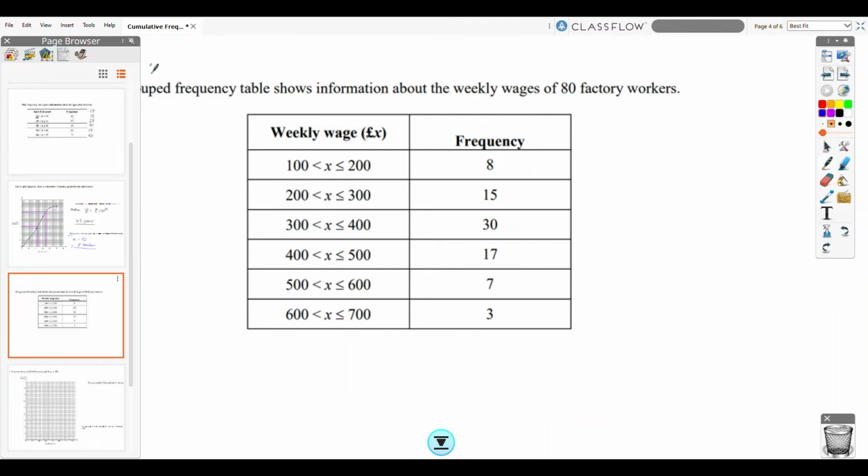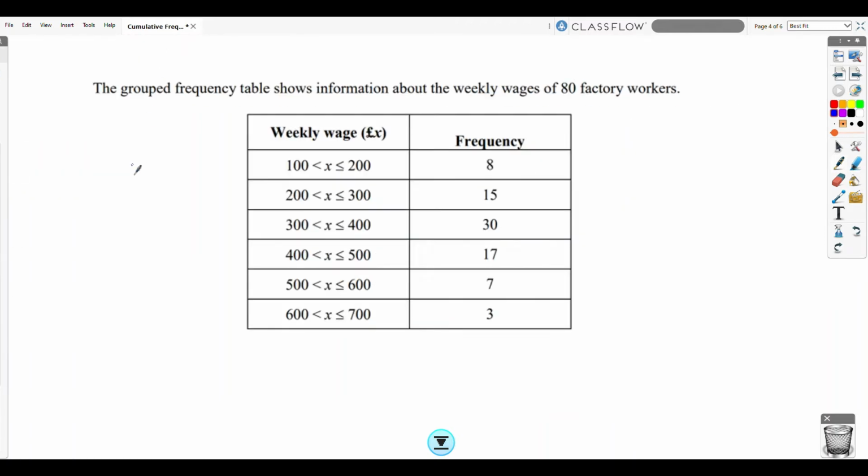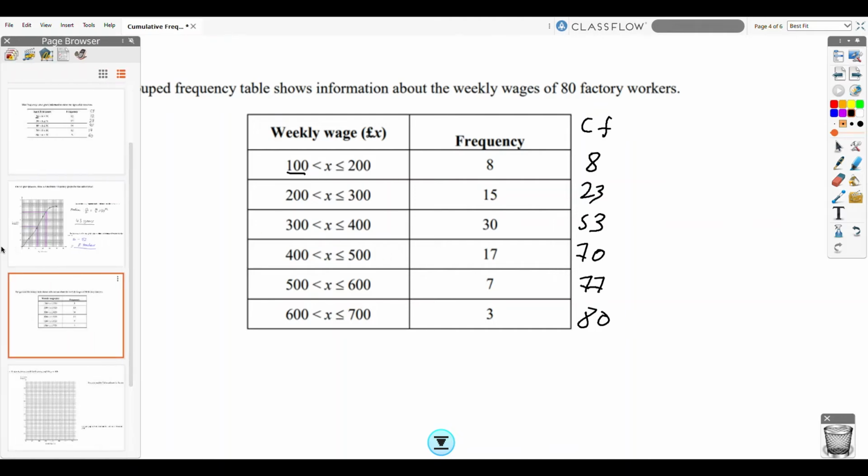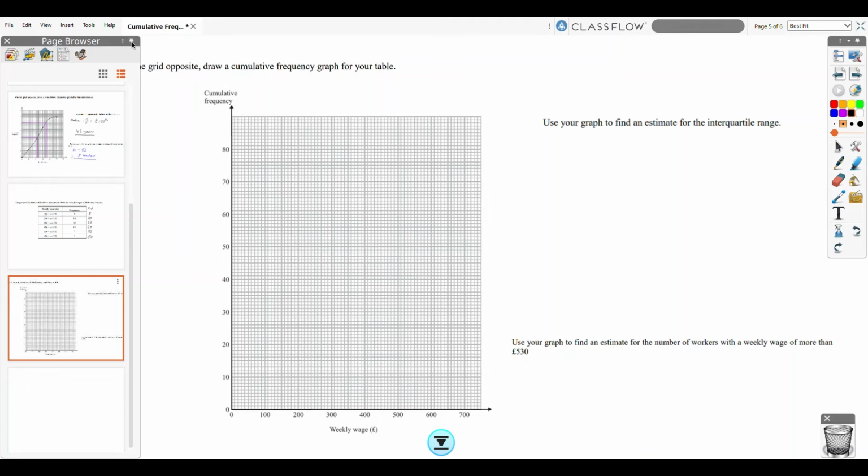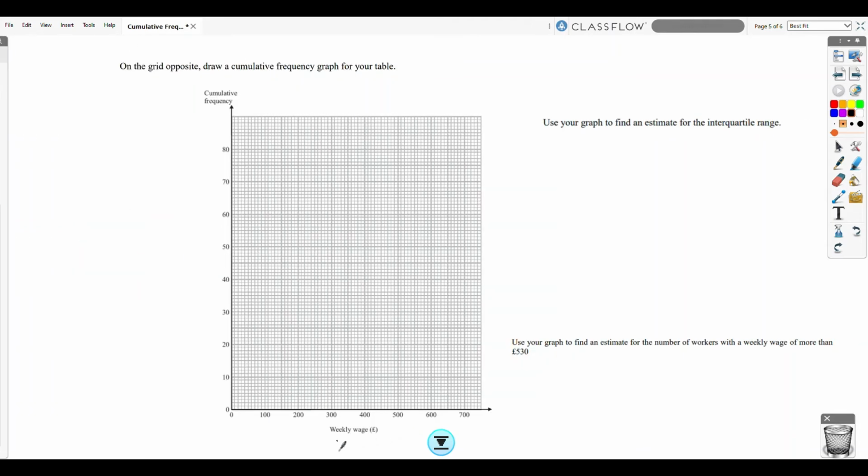Second example. Once again, we need to draw cumulative frequency. This time we're looking at wages of 80 factory workers. So CF column, we've got 8, 23, 53, 70, 77, and then 80. So this time we start at 100, and then 200, 300, 400, and so on. So your 0 value is at 100.